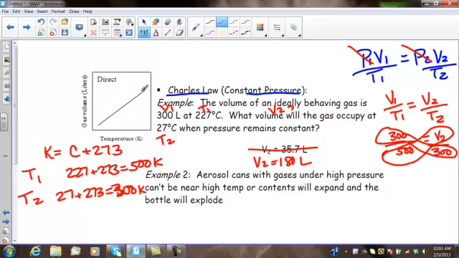As temperature increases, volume increases. So V and T are a direct relationship. That should make sense because as we heat something, molecules move faster, they collide more, and they spread out. Let's look at example 2. Aerosol cans with gases under high pressure can't be near high temperatures, where the contents will expand and the bottle will explode. That, I'm sure, makes sense.